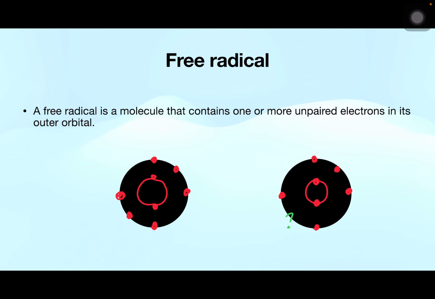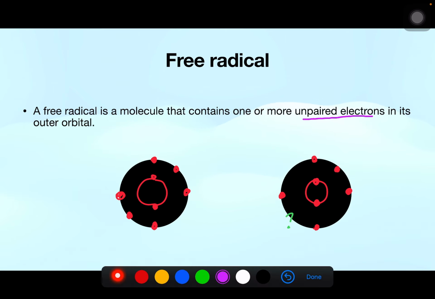So what is a free radical? It is a molecule that contains one or more unpaired electrons in its outer orbital. Now the oxygen atom contains 8 electrons. See how the electrons are placed. In the first orbital 2 electrons are there, and in the outer orbital there are 6 electrons. It is fully satisfied.